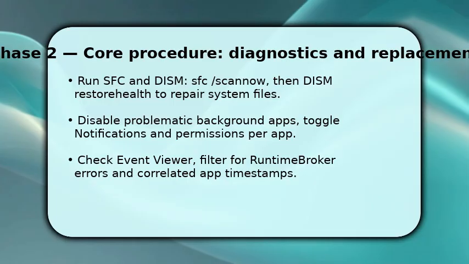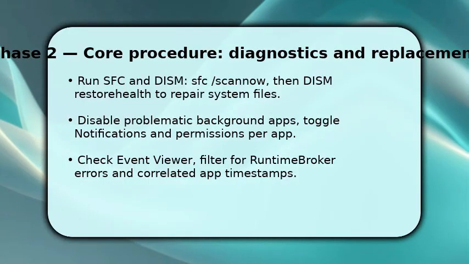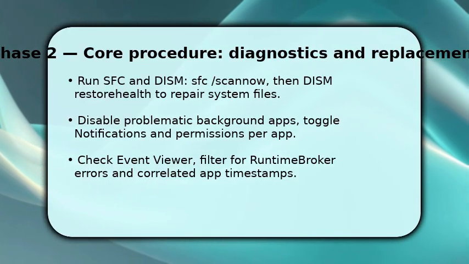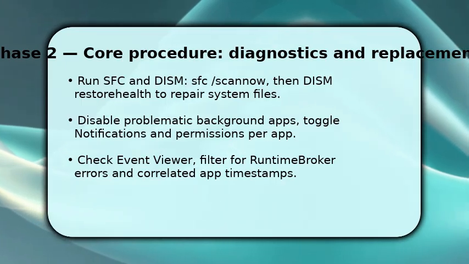Then, methodically disable background apps and revoke unnecessary permissions. Make sure to test after each change so you isolate the offender. Use Event Viewer to correlate Runtime Broker events with app timestamps.